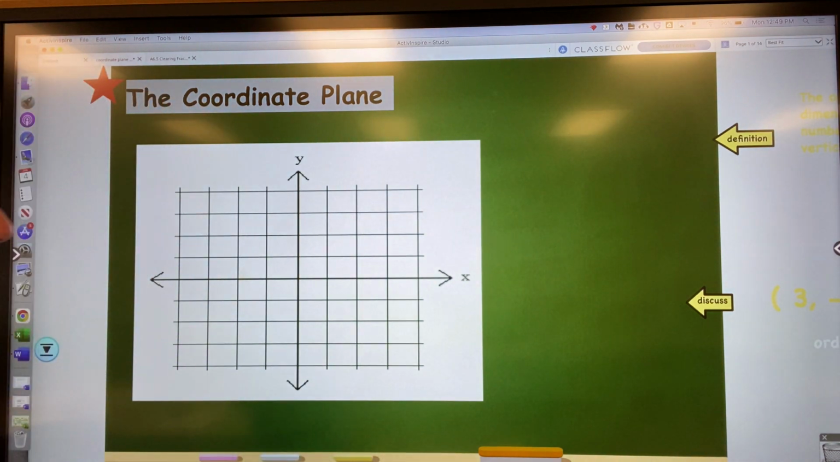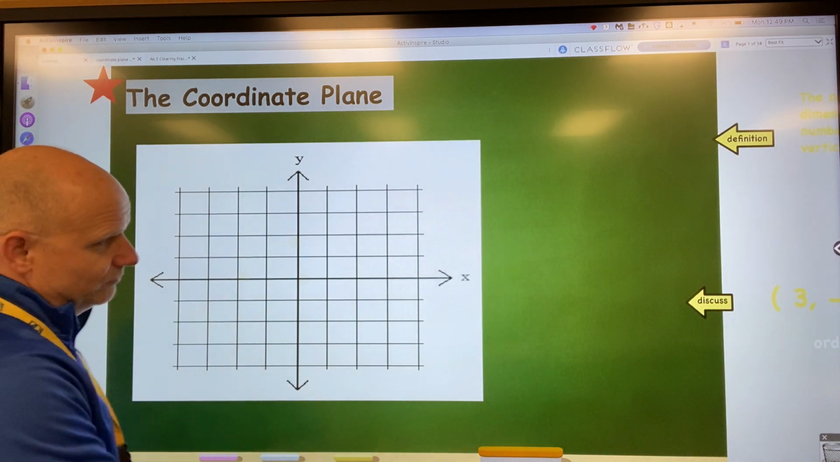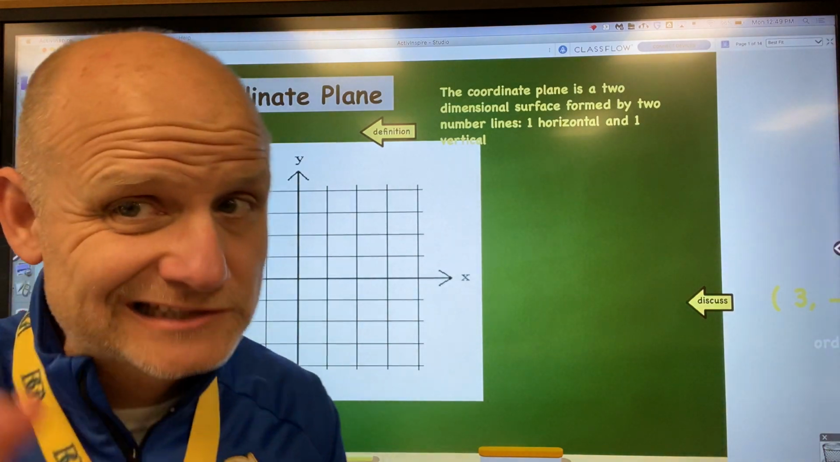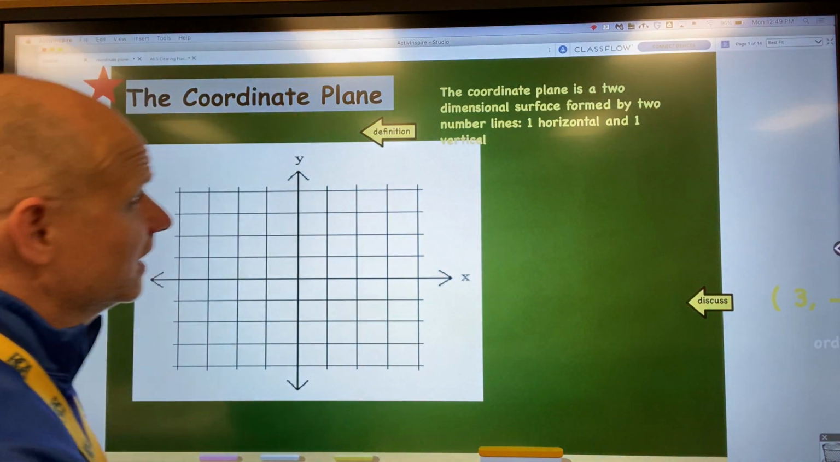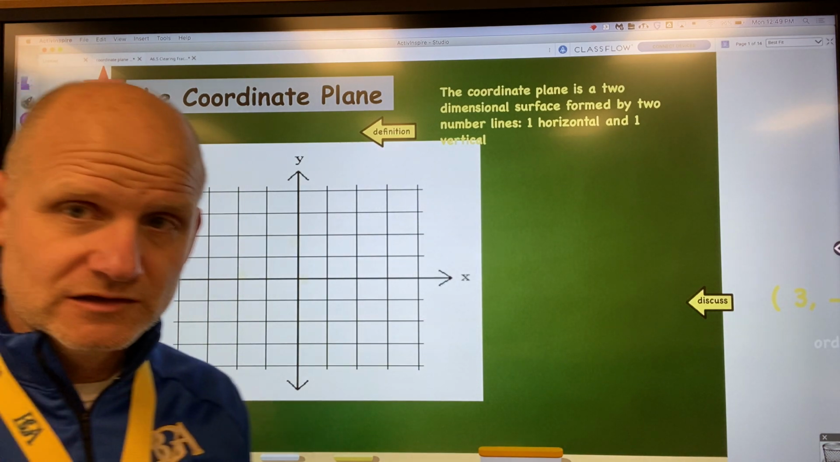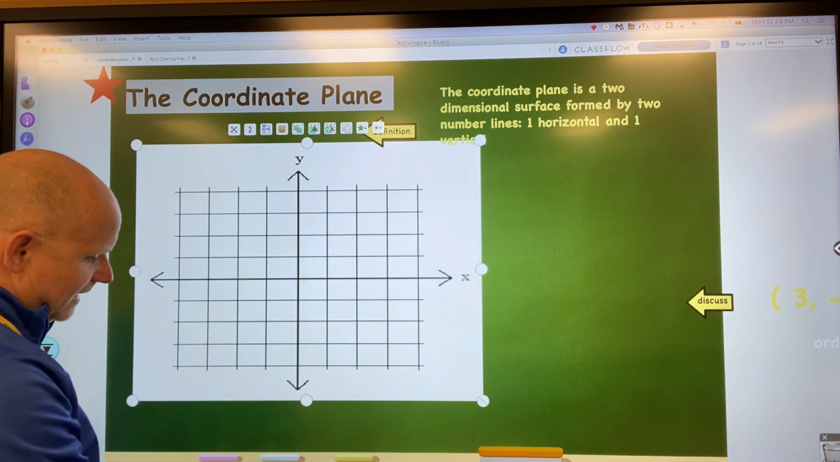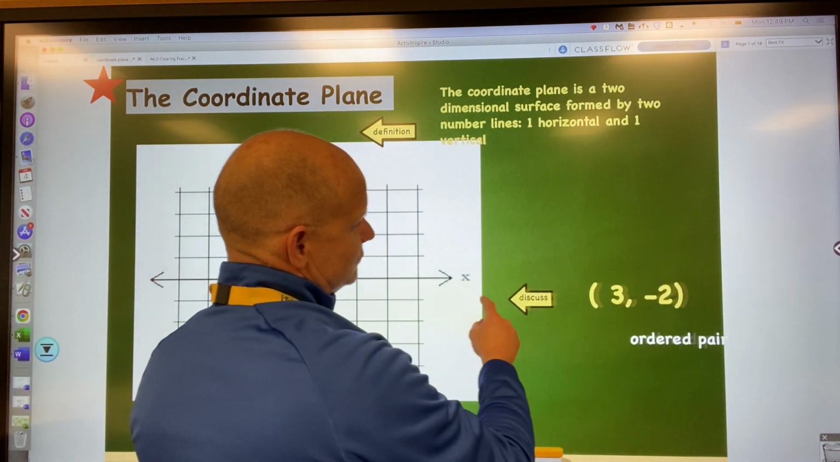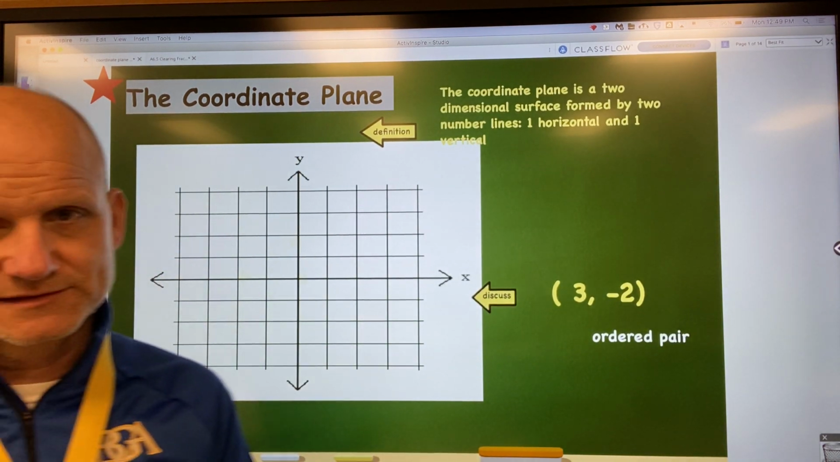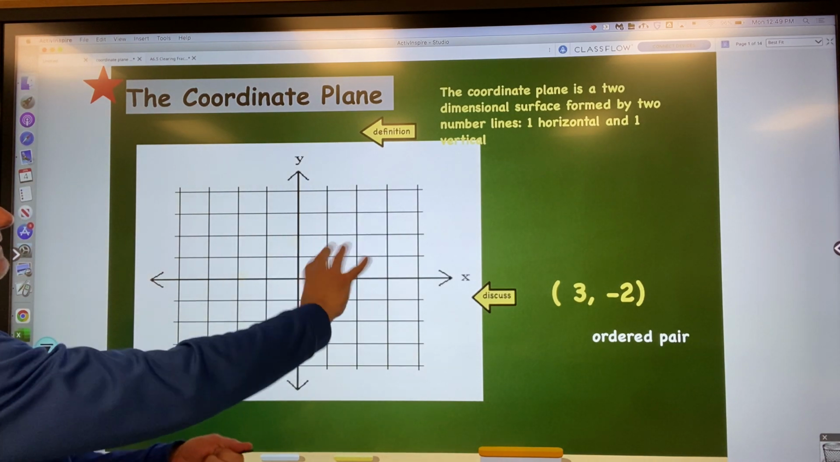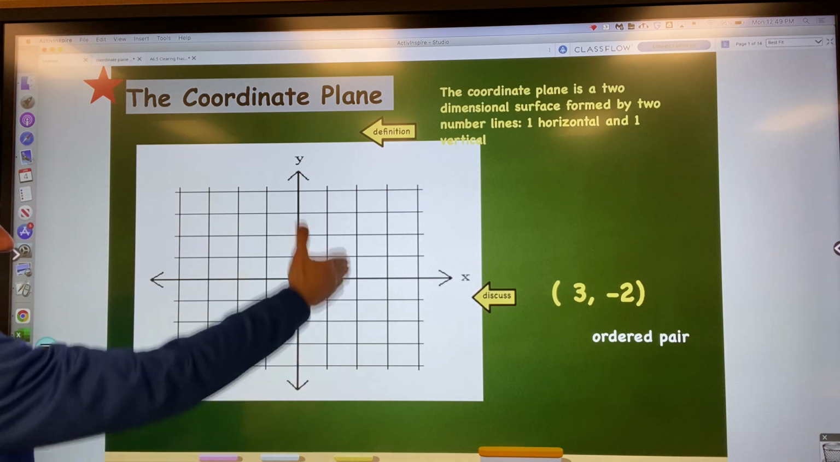Today's topic is the coordinate plane. So get out your composition book, get out your pencil, pen, and let's take some notes. So here's an example of the coordinate plane. So what really is a coordinate plane? Well, it's a two-dimensional surface. It means it doesn't have a body. It's flat like a piece of paper. And it's formed by two main number lines, a vertical and a horizontal. Okay. And it gives you the ability to plot points. So when you see this ordered pair like 3, -2, it gives you the ability to plot that point on this coordinate plane because you have a nice little grid here.